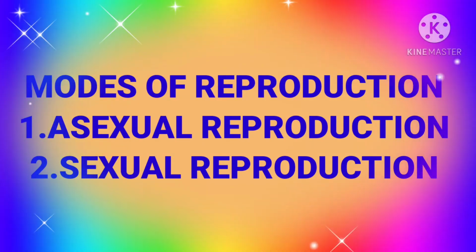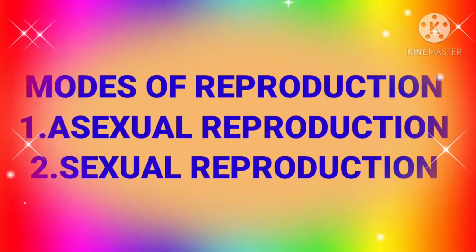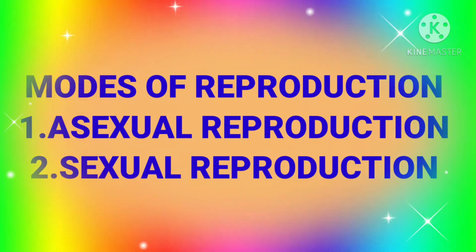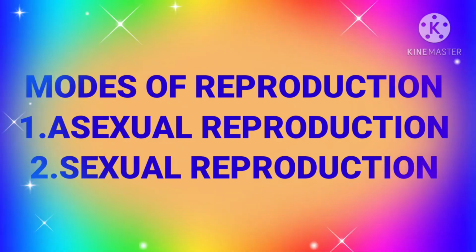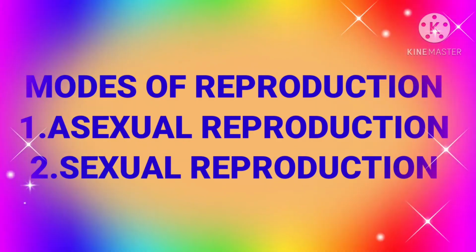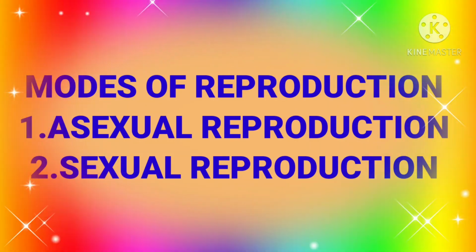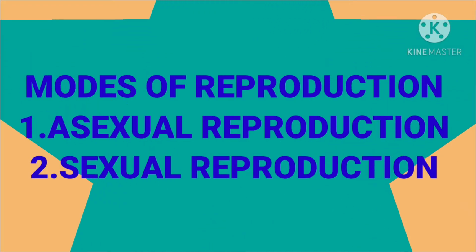Today I am here with part 2 of chapter 8, that is reproduction in animals. In this video, we will read about the modes of reproduction. In the last video, we read about what reproduction is and the importance of reproduction. So in this video, we will read about the different modes of reproduction. Generally, two modes of reproduction are there, sexual and asexual.